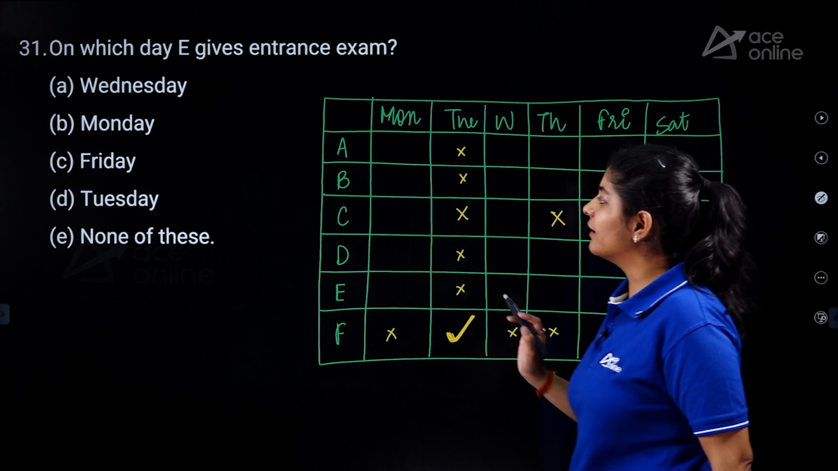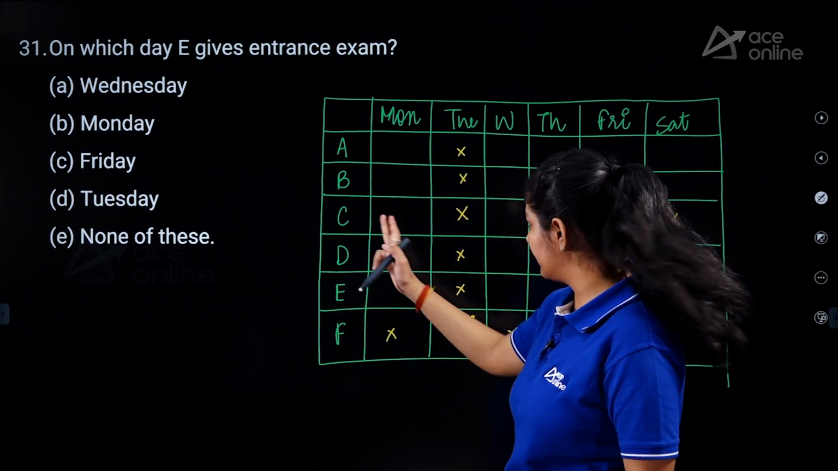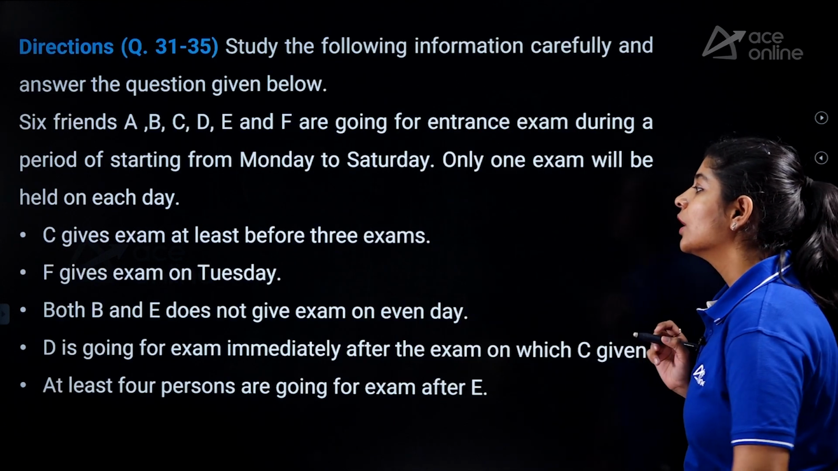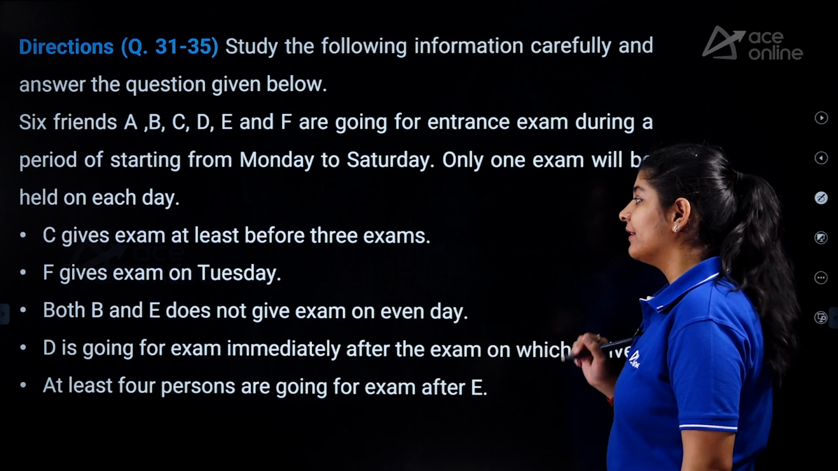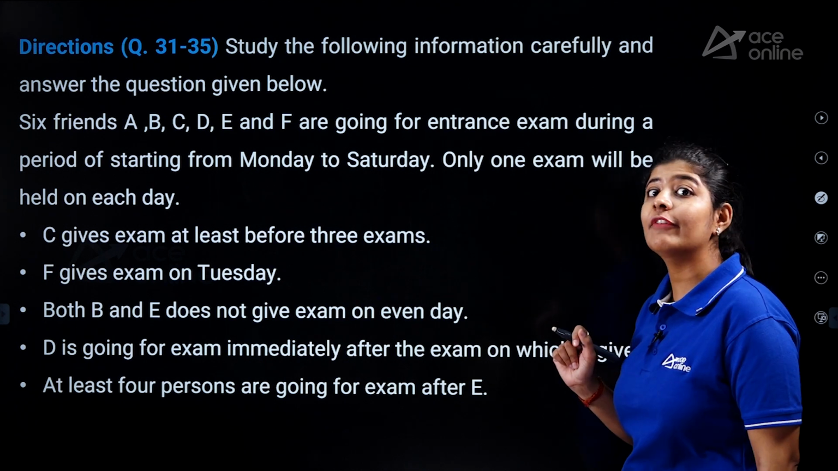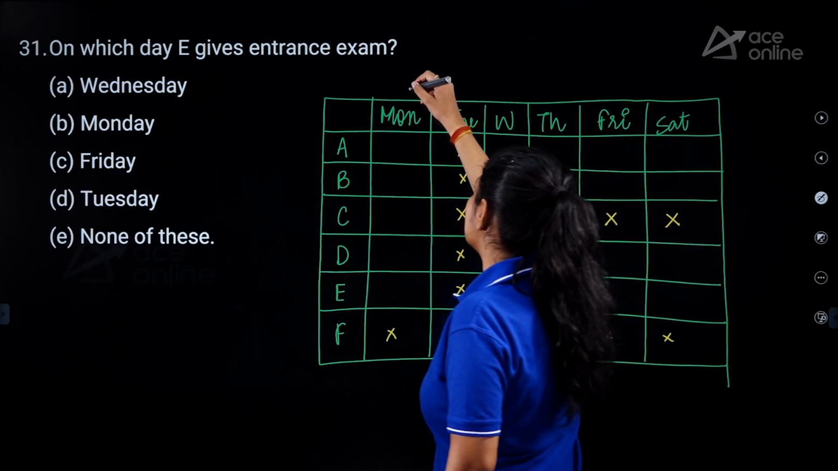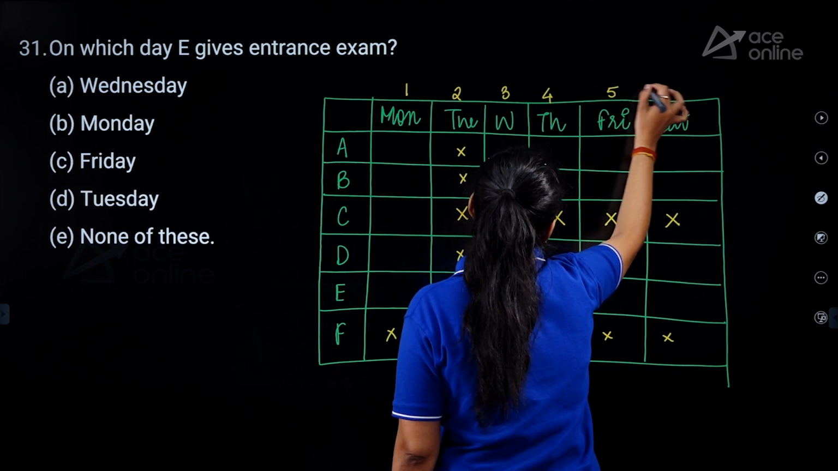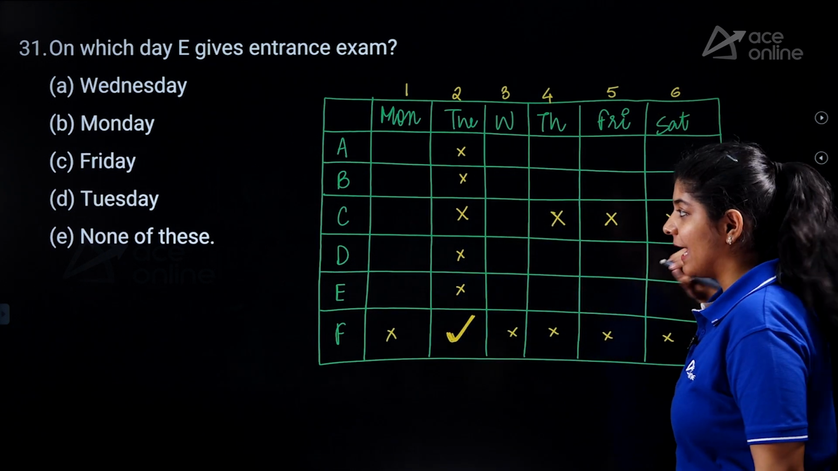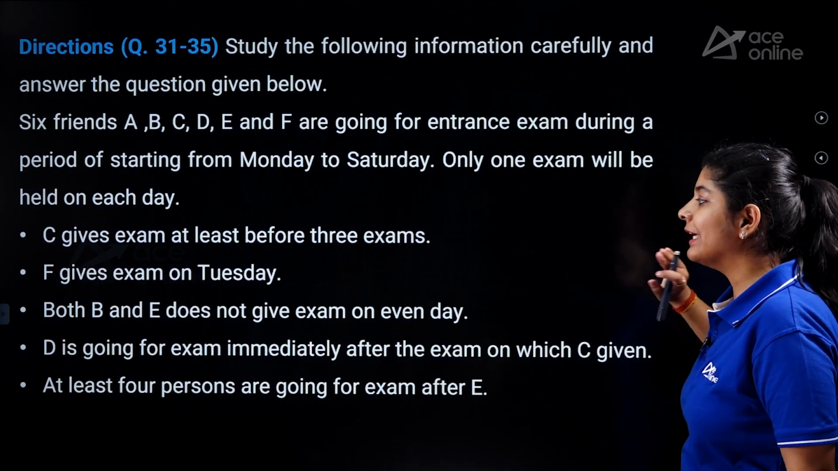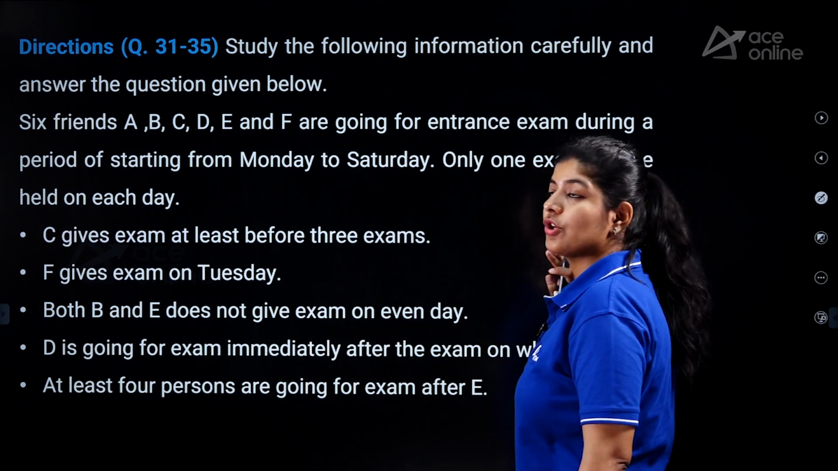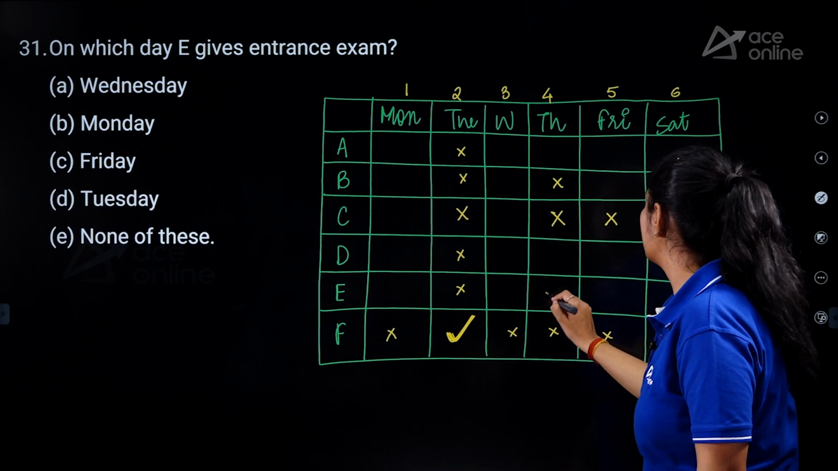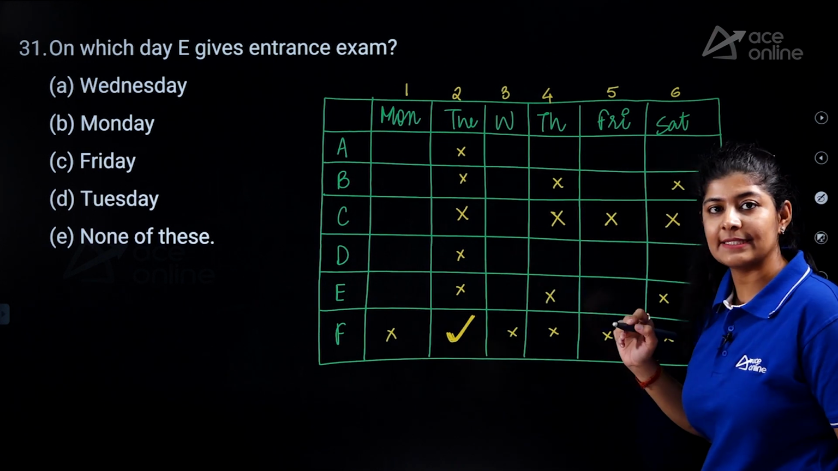Now, if you see here, we are left with just 2 possibilities for C, either on Monday or on Wednesday. Right? Next. Both B and E do not give exams on an even day. So this is day number 1, 2, 3, 4, 5, 6. The clue says that B and E don't give any examination on an even day. So we can just simply eliminate these days, right?